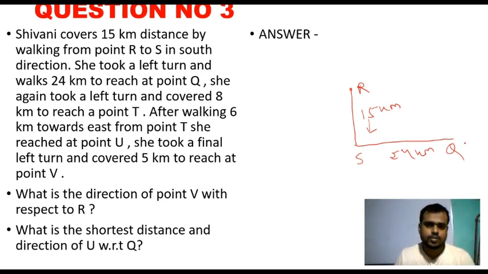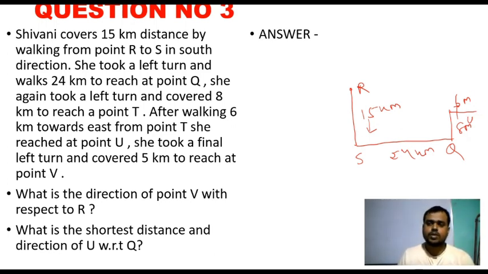Now she again took a left turn and covered 8 km to reach point T. Now this is 8 km to reach point T. Now after walking 6 km towards east from point T, she is at point U. Suppose this is 6 km. After that this is U, 6 km, and she took a final left turn.